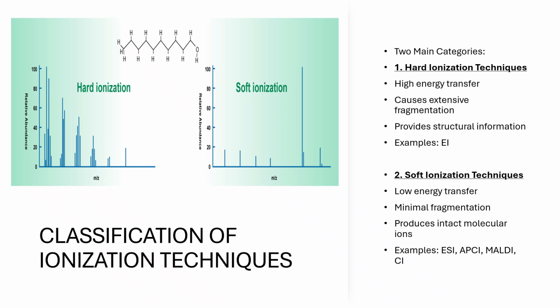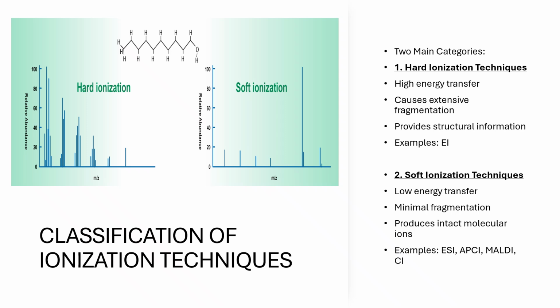Alright, so let's talk about how we classify these techniques. Broadly speaking, we have two main categories, hard ionization and soft ionization. Now, hard ionization techniques are like taking a sledgehammer to your molecule. They transfer a lot of energy, which causes extensive fragmentation. Now that might sound bad, but it's actually really useful because those fragments give us structural information. The example of hard ionization is electron ionization.